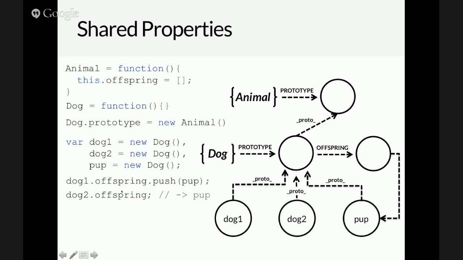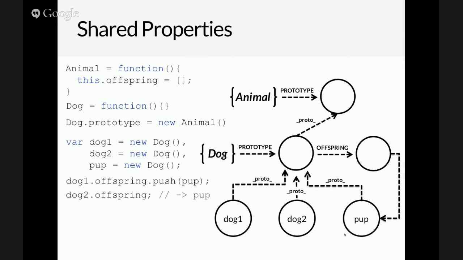But when you say dog2.offspring, the lookup is going to be the same array. Dog2, do you have offspring? No. It walks up the proto chain. Does this object have offspring? Yes. What is the array? It's the same array that dog1 had. So this is something you really want to be careful about. If you're putting properties on a prototype, those properties can be shared and modified. Let me rephrase. They will be shared and can be modified by any inherited instance. In this case, dog1, dog2, and pup will always all have the same offspring in this scenario.